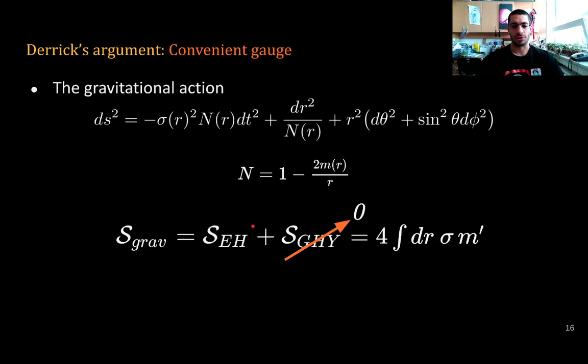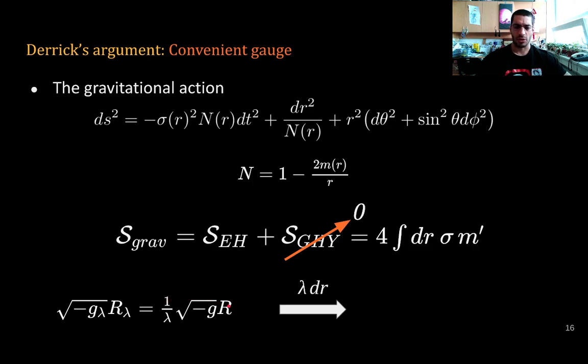And hence, the contribution only comes from the Einstein-Hilbert, and we can see that it gives the integral of sigma m prime. However, the Ricci contribution will come as 1 over lambda, and hence, when we do the transformation, we can see that both variations cancel, and hence the gravitational contribution is equal to 0.